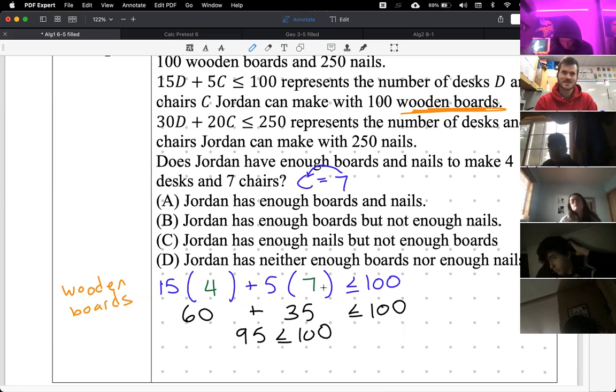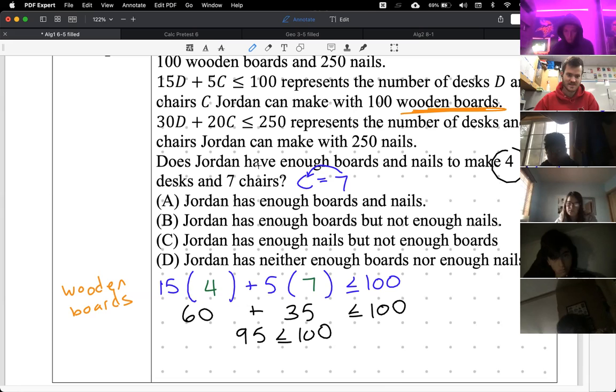You're really close. The first half of your statement was perfect, but then you kind of messed up a little bit at the end. You originally said he has enough to make, and then you said wooden boards, but he has enough wooden boards to make what it says here, to make 4 desks and 7 chairs. And this is only talking about wooden boards. We're not talking about nails yet, because this second inequality is going to talk about nails.